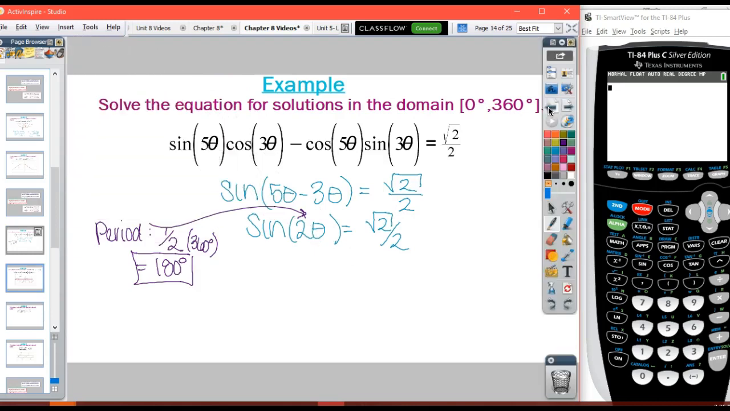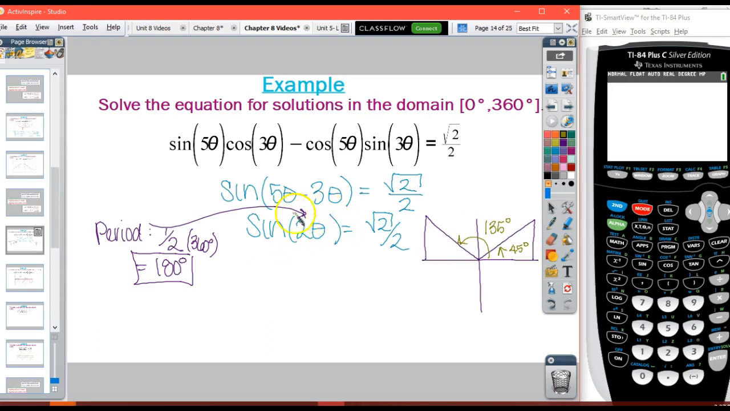So I need to find the values for where the sine will equal the square root of 2 over 2. You could use your calculator for this, or you could simply look at your unit circle. I know that sine will be positive in the first quadrant and also in the second quadrant, and that will be at 45 degrees and again at 135 degrees.